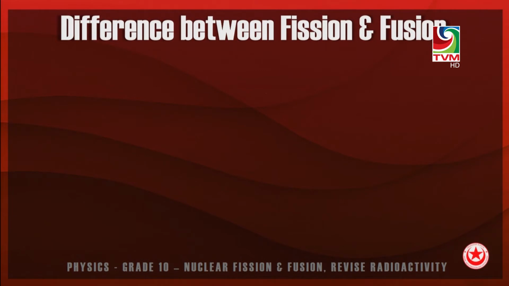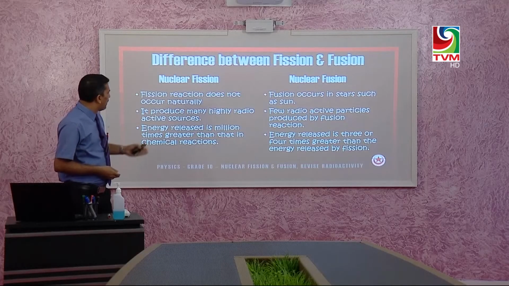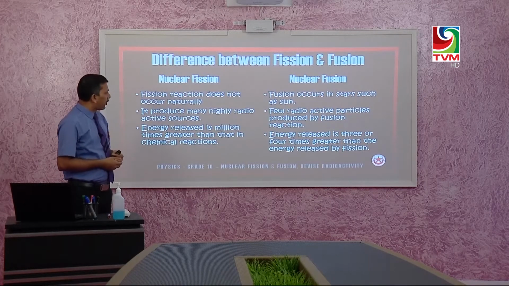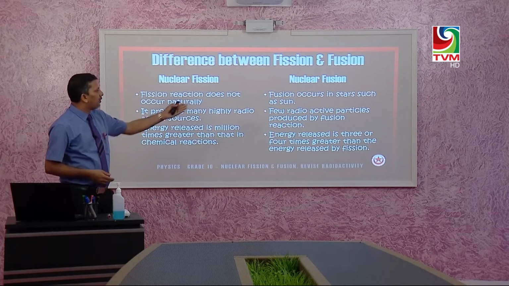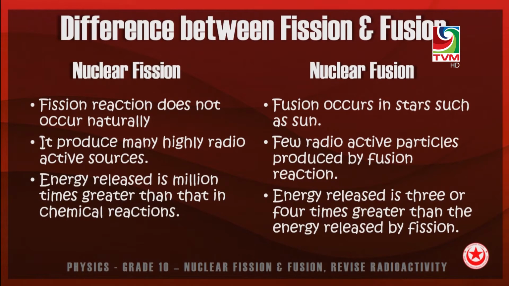Then we can check what the differences are between fission and fusion. Fission reactions do not occur naturally, but fusion reactions occur in stars and the sun. Fission produces many highly radioactive sources, and fusion produces few radioactive particles only. In nuclear fission, the energy released is millions of times greater than in a chemical reaction. In nuclear fusion, the energy released is 3 or 4 times greater than fission. Okay, these are the differences between fission and fusion.